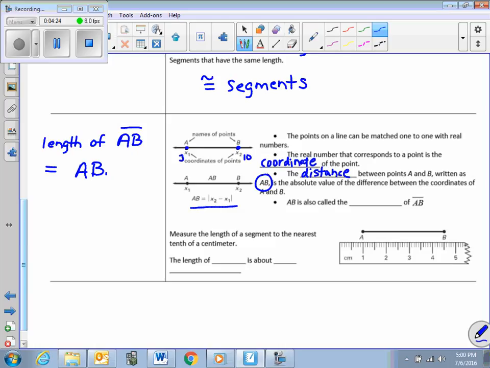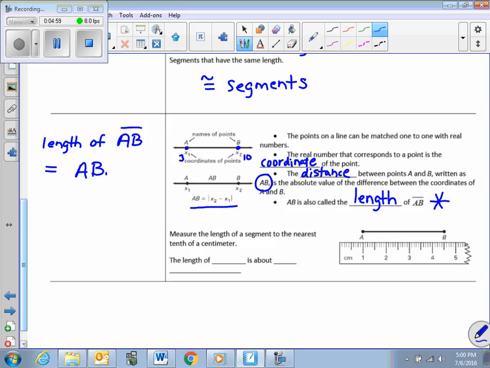Why do we need the absolute value? Because sometimes, for instance, if we wanted the length of BA, then we might get a negative number when we subtract, but we know that distance can never be negative, so we would have to take the absolute value to get a positive number. AB is also called the length of segment AB. Please remember this. If you want to denote the length of segment AB, you do not put the segment bar on top of the AB.